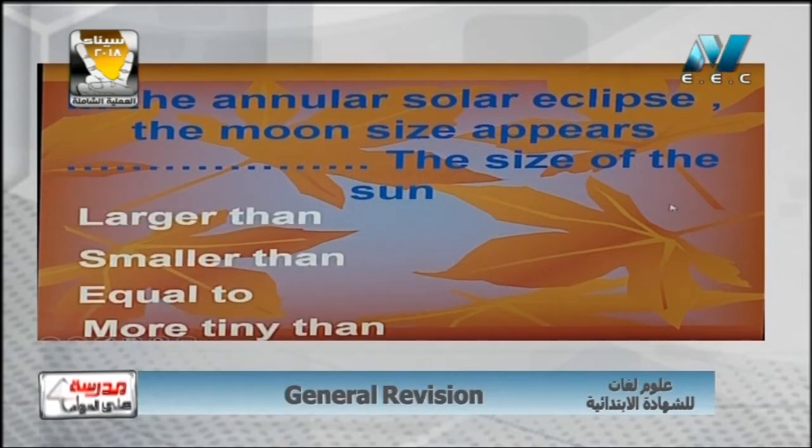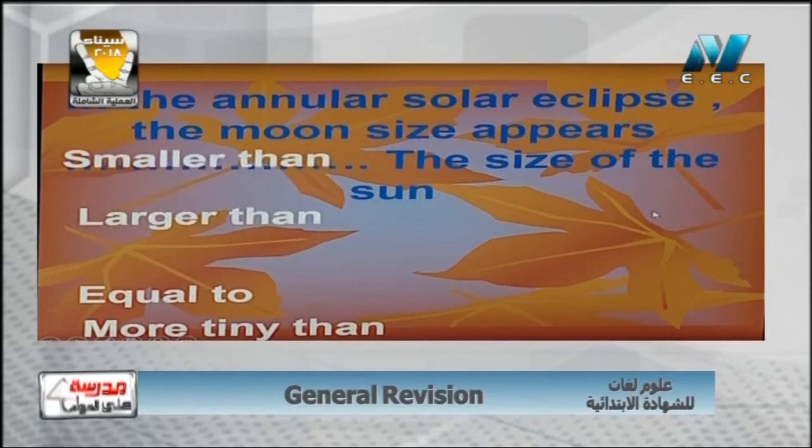Larger than the size of the sun, smaller than the size of the sun, equal to the size of the sun, or more tiny than the size of the sun. More tiny means very small, smaller than means small, equal to means the same size, larger than means bigger than the size of the sun. So we will use smaller than the size of the sun. We talk about the annular solar eclipse. Again, be careful.